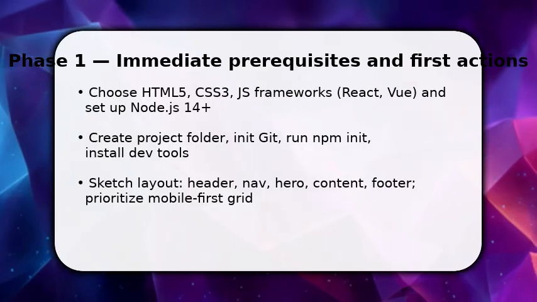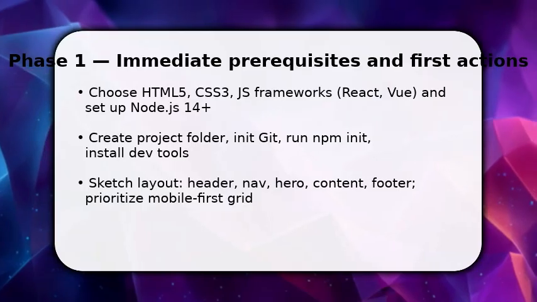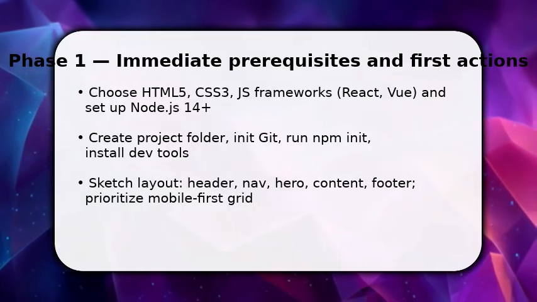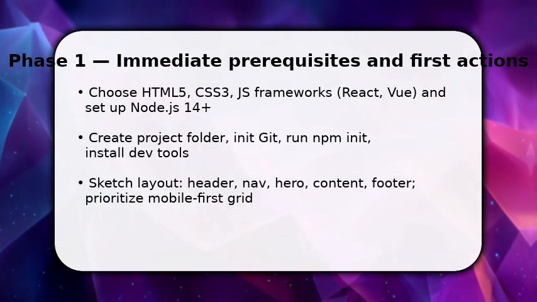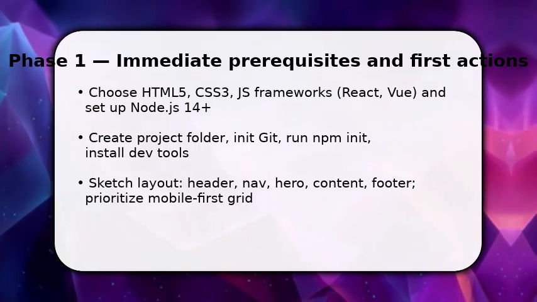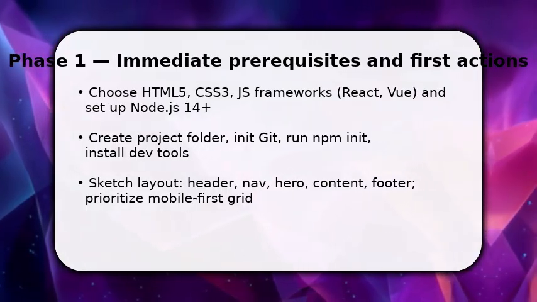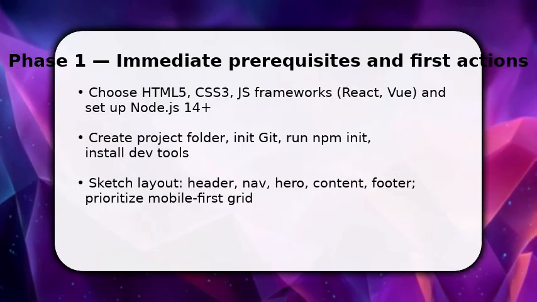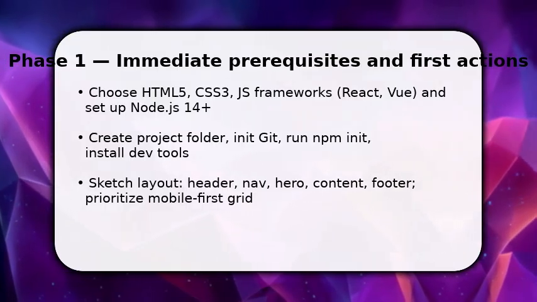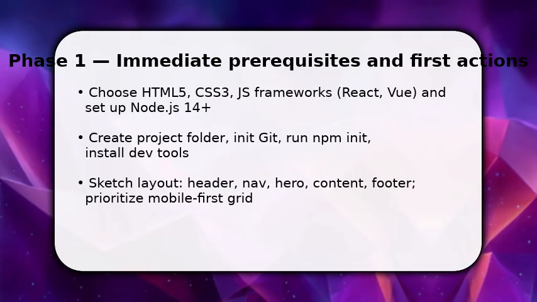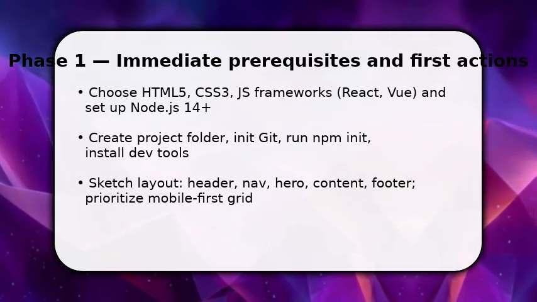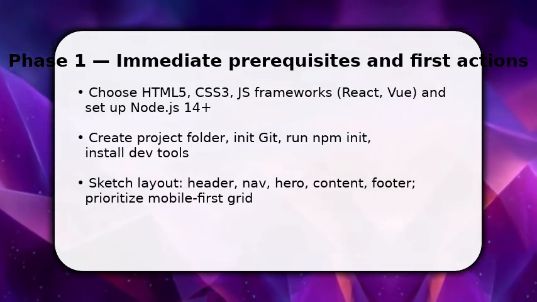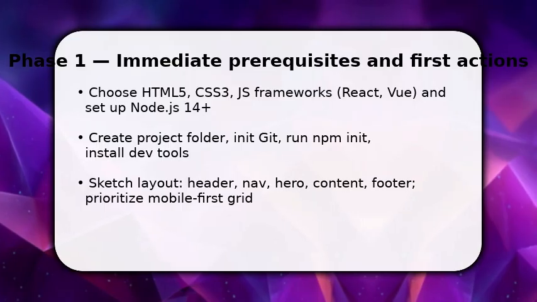You begin by choosing core tech, HTML5, CSS3, and a JavaScript framework, because structure and interactivity depend on them. Once done, initialize the project with npm, create a Git repo, and install linters and a dev server so you iterate fast. Make sure to sketch a mobile-first layout: header, nav, hero, content, footer, that guides CSS and accessibility decisions.